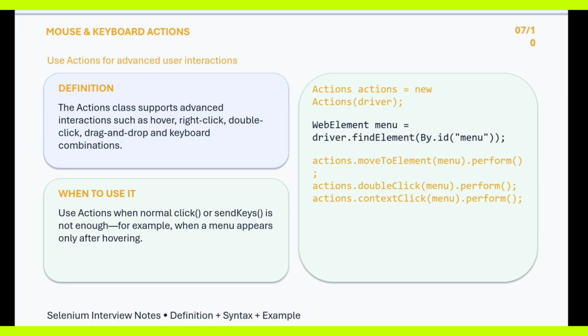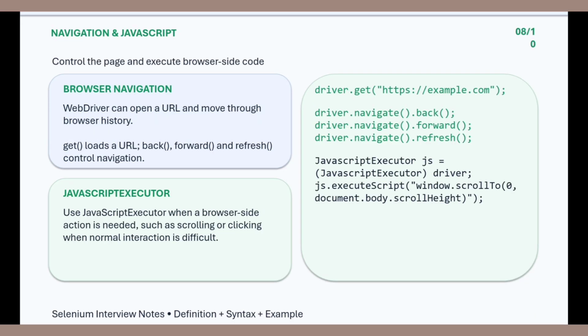Now let's see how Selenium handles browser navigation and JavaScript. Selenium also gives us methods to control browser navigation. We can open a URL using get, and we can use navigation methods like back, forward, and refresh. These are simple but very commonly used operations in automation scripts.